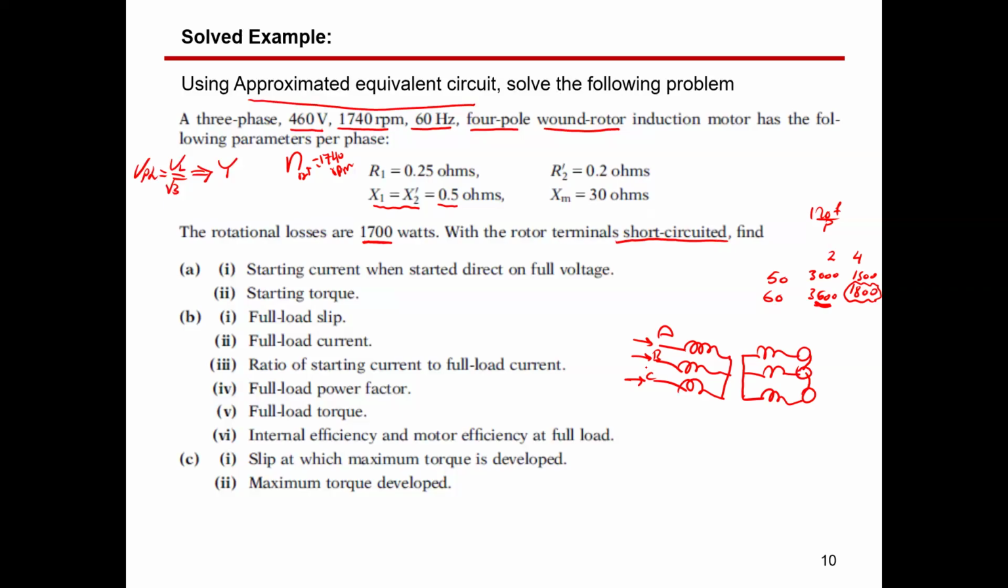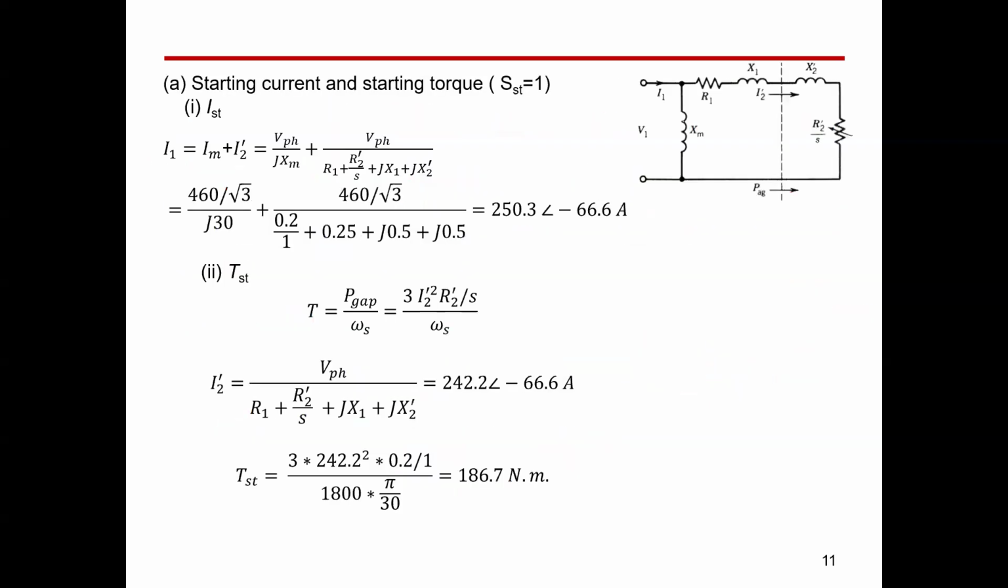So the first thing is to find the starting current when started direct on full volt. Full volt means we are going to apply the supply voltage here and see how much starting current we have. We have the motor parameters, so we can start doing our calculations. Let's solve the first part firstly and go step by step.